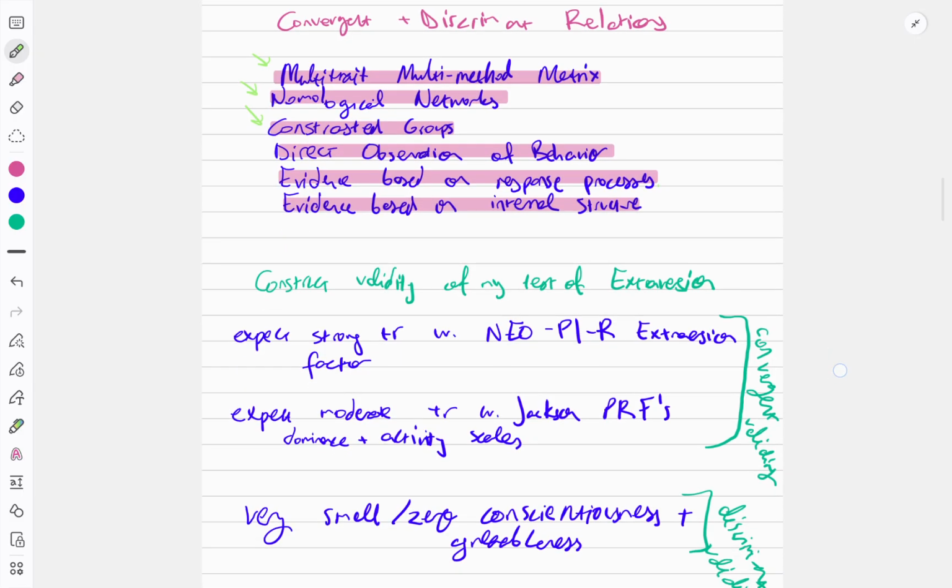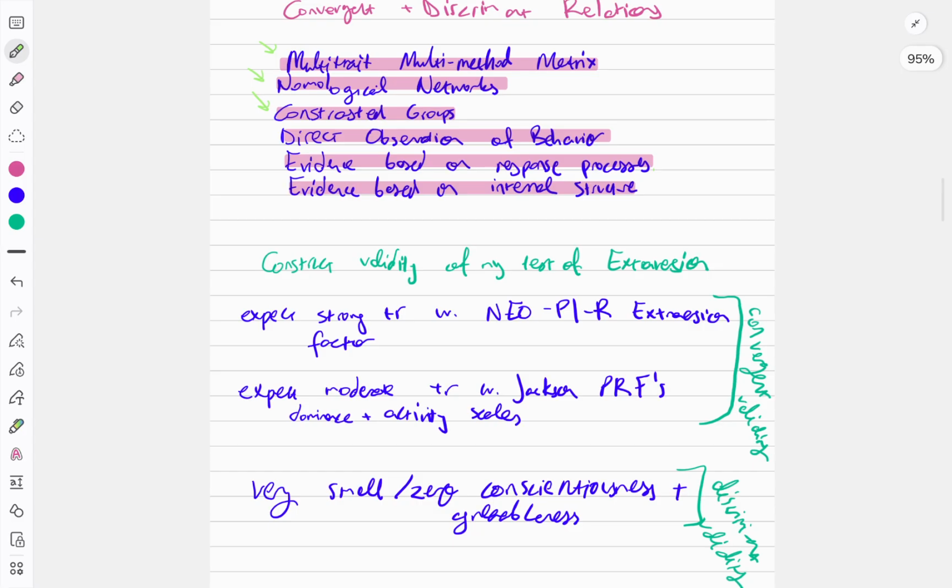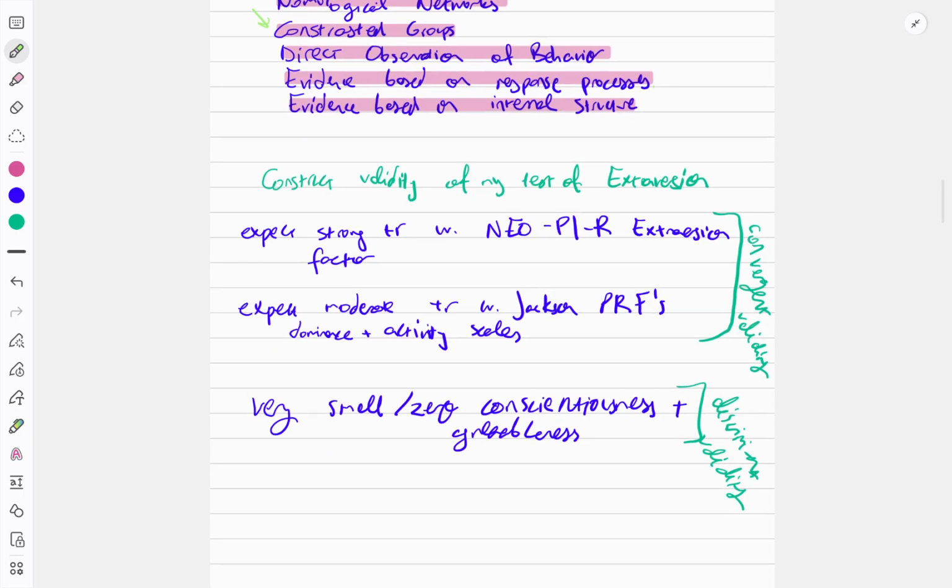Let's take construct validity of my test of extroversion as an example. Say I took a test of how extroverted I am. We might expect a strong correlation between extroversion and having a lot of friends, for example, because maybe that's been seen in other studies. When we are expecting a strong relationship, that's about convergent validity.